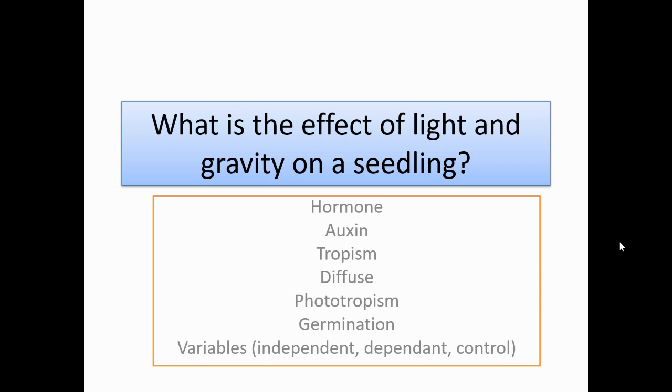Okay, so the driving question is, what is the effect of light and gravity on a seedling? Can you please put this driving question at the top of your page, make sure it's underlined to help keep your notes organized. Keywords for today are hormone, auxin, tropism, diffuse, phototropism, germination. All of these words we will have talked about last lesson, so if you're not sure on those, perhaps a bit of a recap on that would be useful. Variables, because this is an investigation, including your independent variable, dependent variable, and control variables.